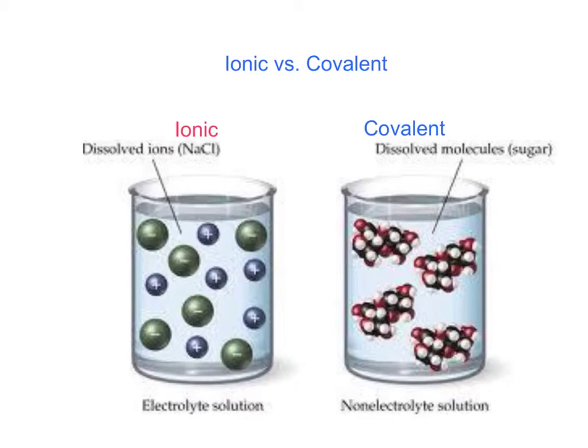Covalent compounds don't do that. What covalent compounds do is they dissociate into dissolved molecules. So instead of forming ions like ionic compounds, they'll just form discrete molecules. The example here is sugar, which is the same one that we talked about in class. And we call those non-electrolytes because they don't conduct electricity.